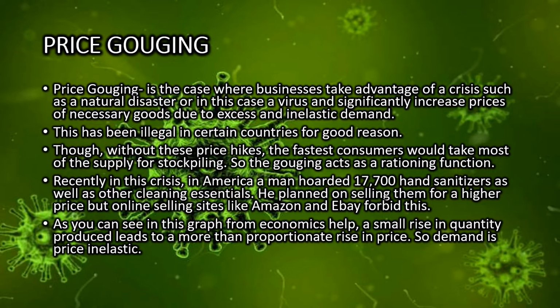Price gouging is the case where businesses take advantage of a crisis, such as a natural disaster, or in this case, a virus, and significantly increase prices of necessary goods due to excess and inelastic demand. These necessities include food, water, and cleaning supplies. This has been illegal in certain countries for good reason. Though, without these price hikes, the fastest consumers would take most of the supply for stockpiling, so the price gouging acts as a rationing function.